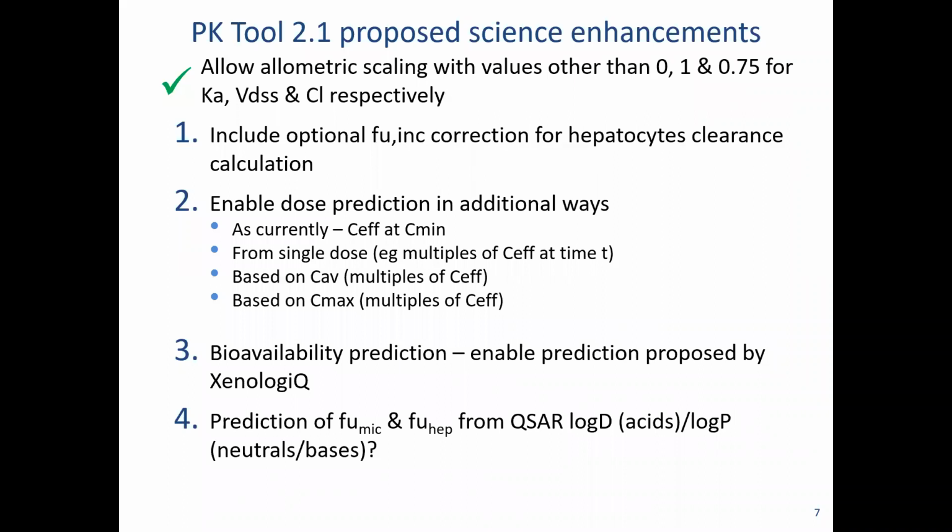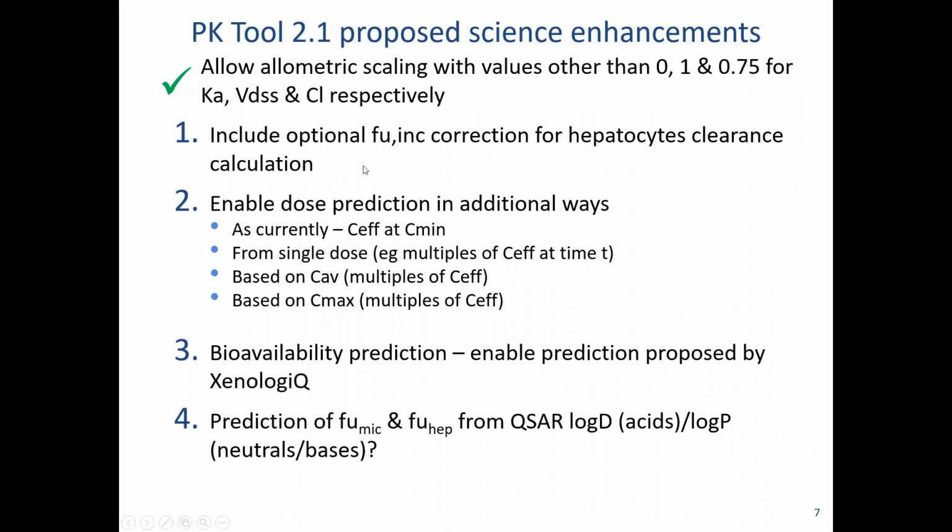And then we plan to implement a potential correction for free fraction of binding in the hepatocyte clearance calculation. So I'm talking about binding in the hepatocyte experiment itself, not plasma binding, which is already taken account of. So we do take account of microsomal binding already, but not binding in the hepatocyte experiment at the moment. So that's a proposal to include that.